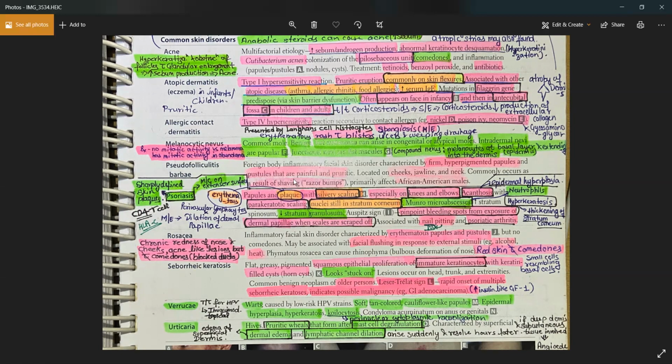The only thing that you need to remember is the rash in the shaving areas; you will always think about pseudofolliculitis barbae. They are also known as razor bumps, and they are generally seen in African American males. African American males are most commonly affected by this disorder, this folliculitis barbae.